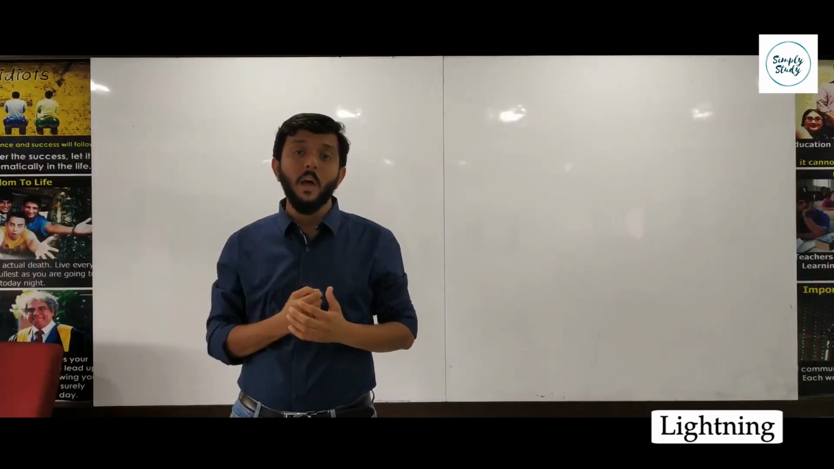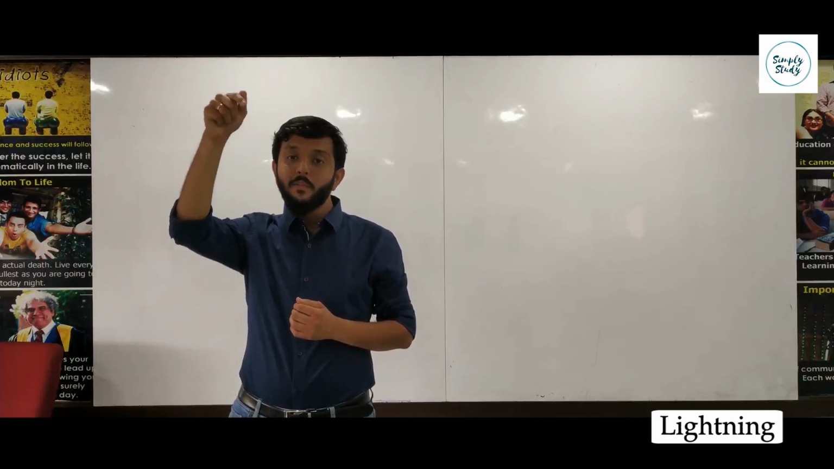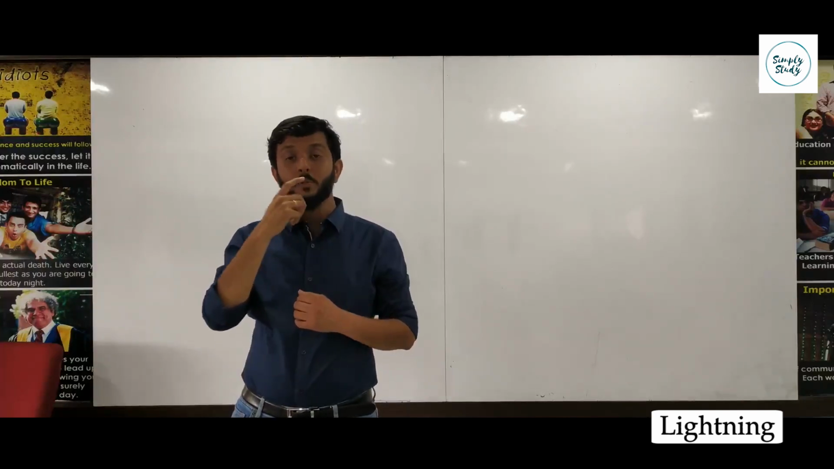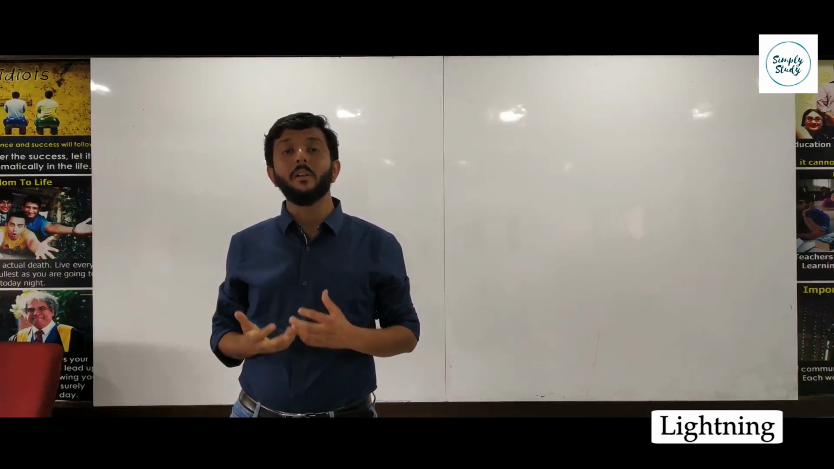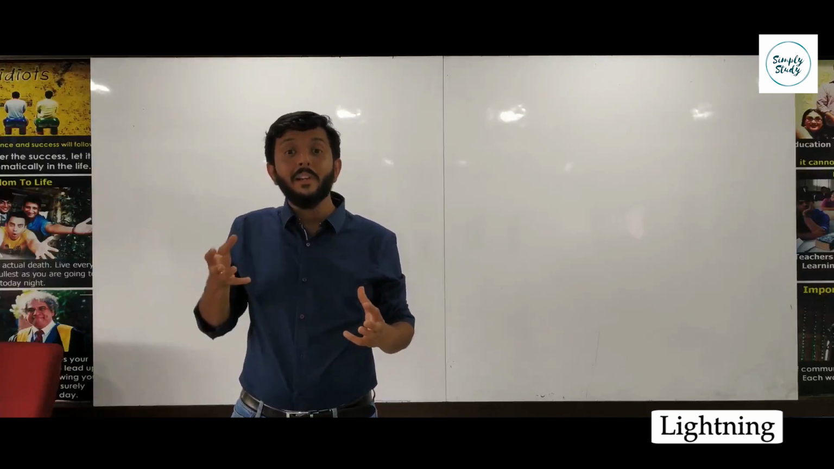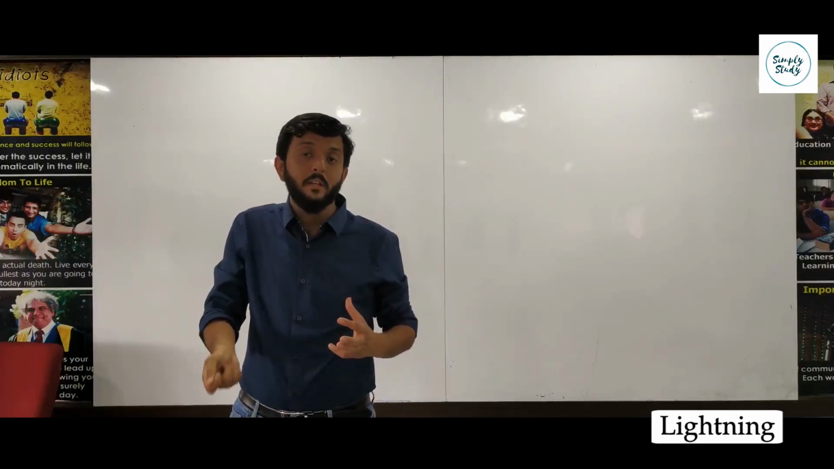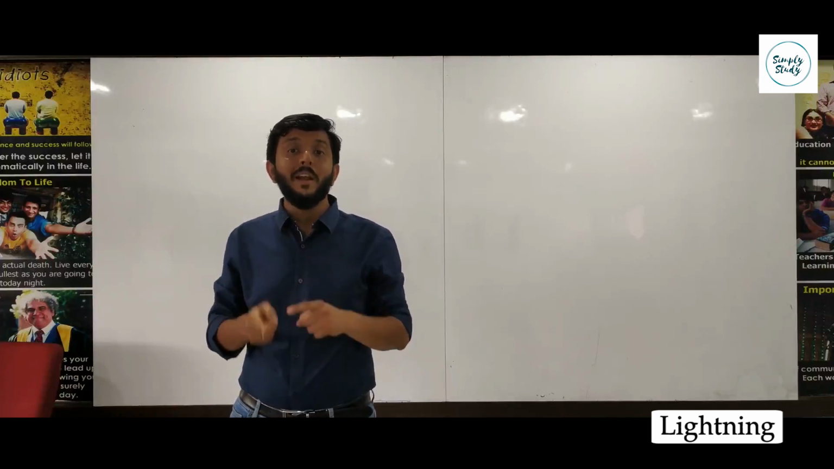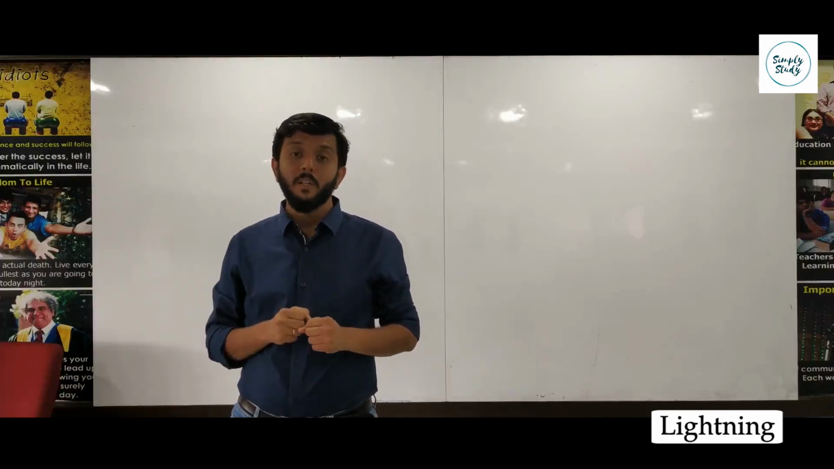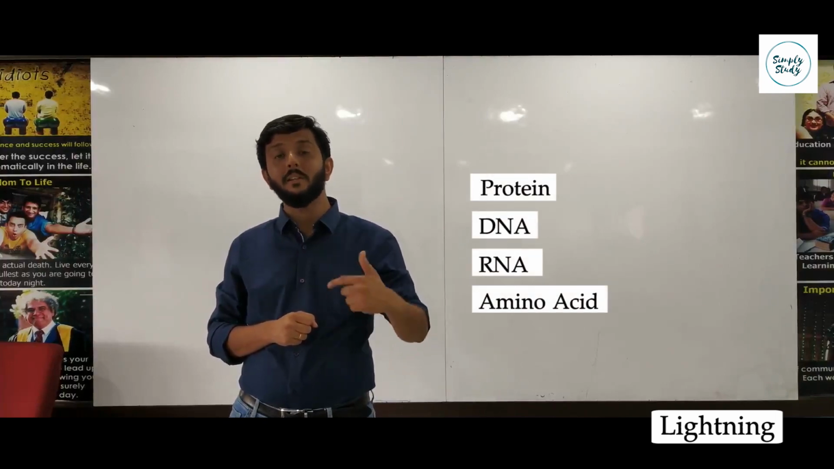Now this nitrogen dioxide dissolves in water and forms nitric acid, which goes deep into the soil. So nitrogen has now entered the soil in the form of nitrate or nitrite. Now this nitrate and nitrite are quite absorbable by plants. So they absorb it with water and now the nitrogen has entered the plant body. Now the plant will make protein, DNA, RNA, amino acids, etc.